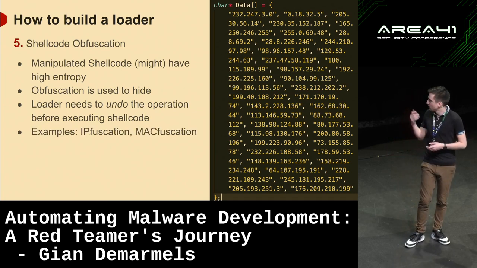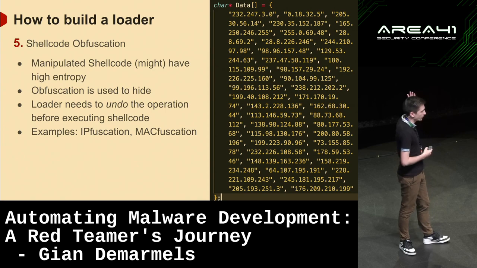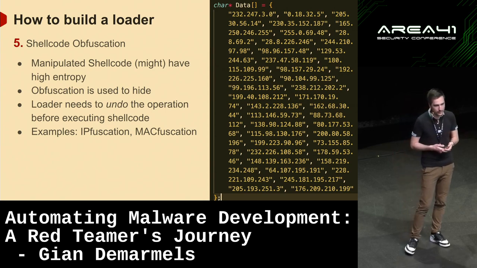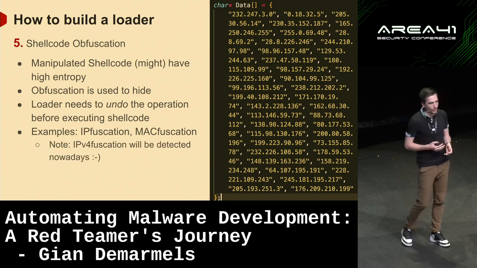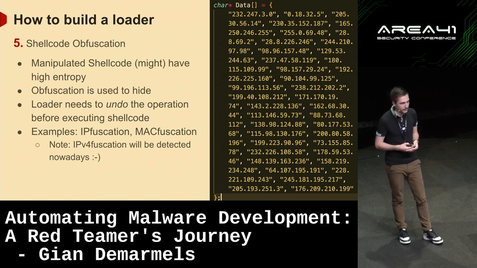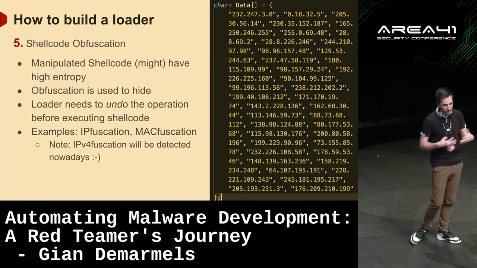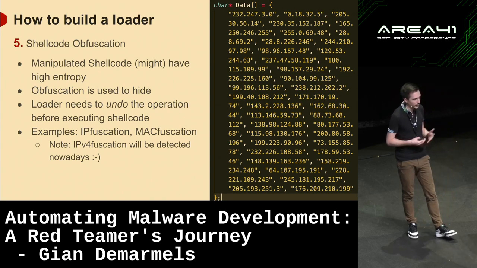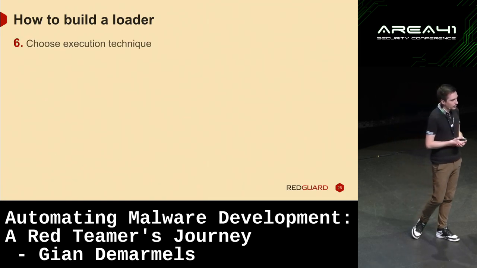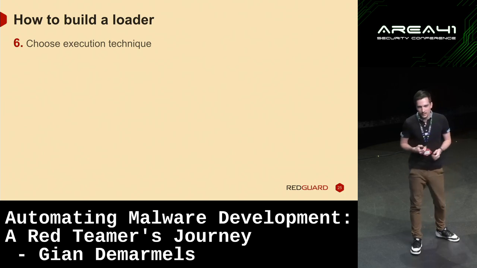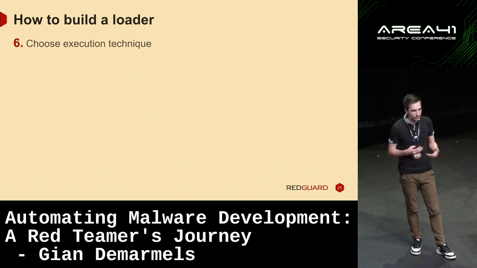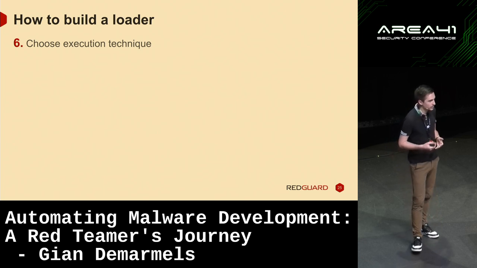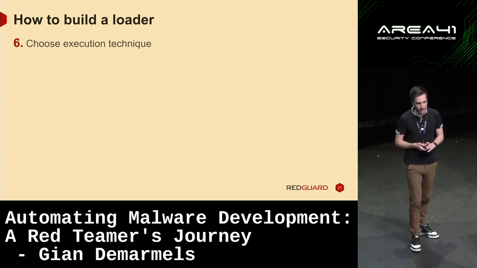Some examples could be obfuscation, as we see here on the slides, or macfuscation as an example. Just as a note, the technique displayed here is well known because some threat actors already used it, and it will most likely be detected by anything. We have now seen various techniques on how we can do manipulation and hide our shellcode, but at some point we need to execute it.